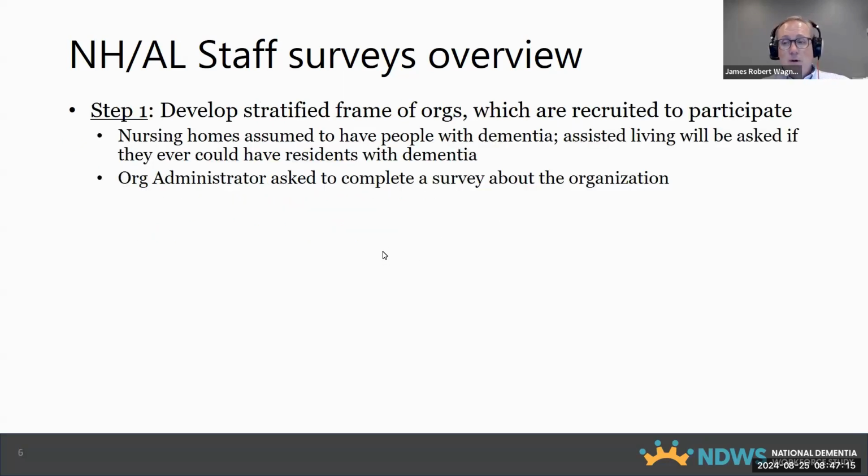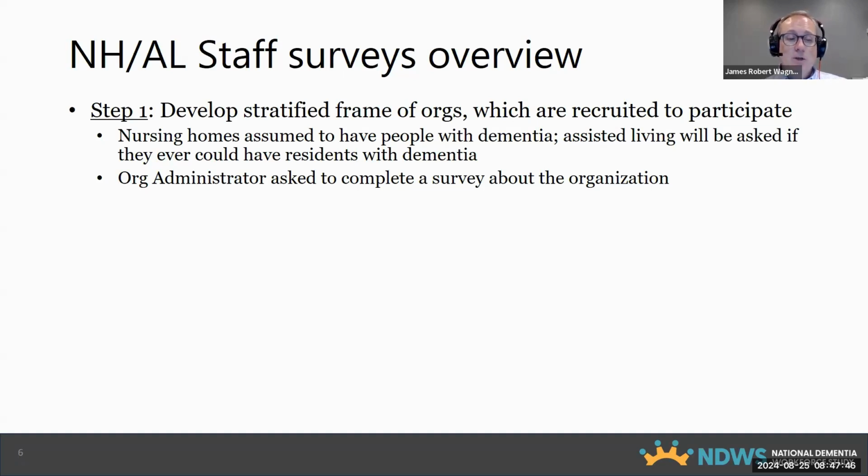In step one, we developed a stratified frame of organizations which are recruited to participate. So nursing homes are assumed to have people with dementia, and assisted living will be asked if they could ever have residents with dementia. So they won't necessarily have to have residents with dementia at the moment they're sampled, but if they could, they would be eligible. So assisted living would have to be highly specialized to not include people living with dementia. That is an exclusion criterion.